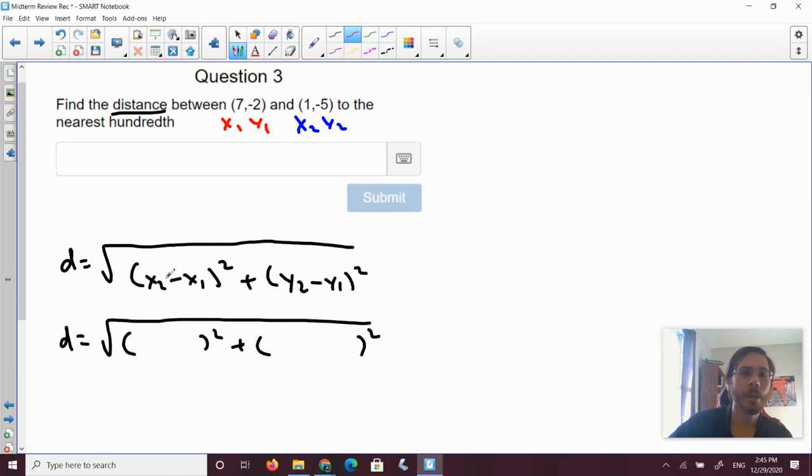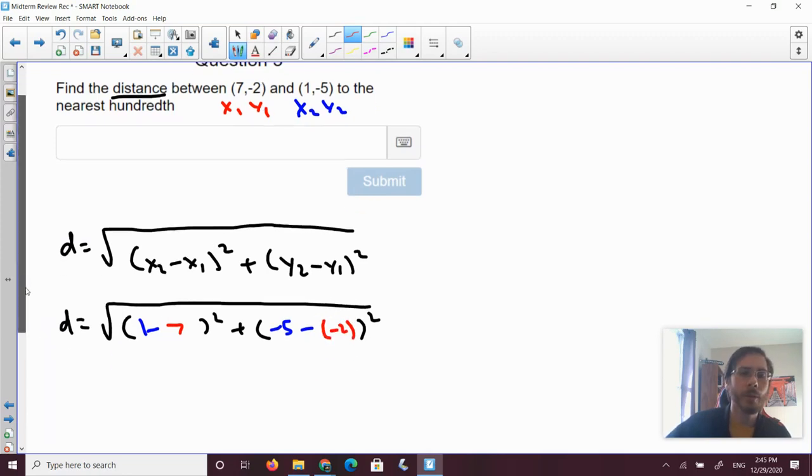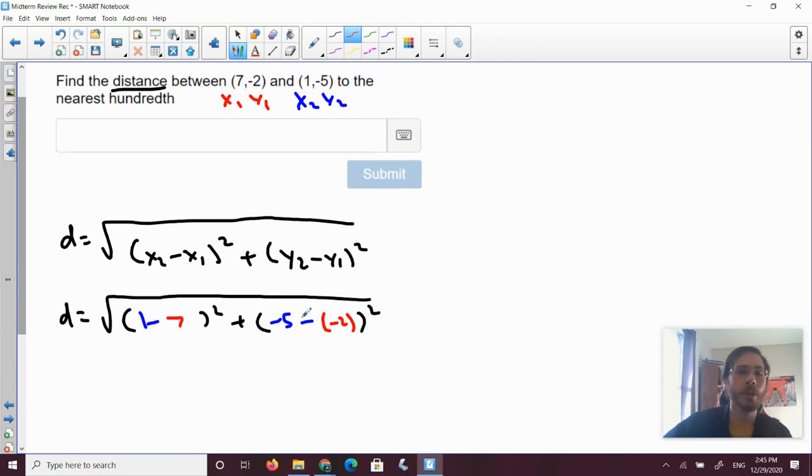So let's plug them in. x2 is a 1. And y2 is a -5. x1 is 7. And y1 is -2. So we have to be a little bit careful because there is a double negative there for the red one right here. So when we simplify it, we get d equals the square root.